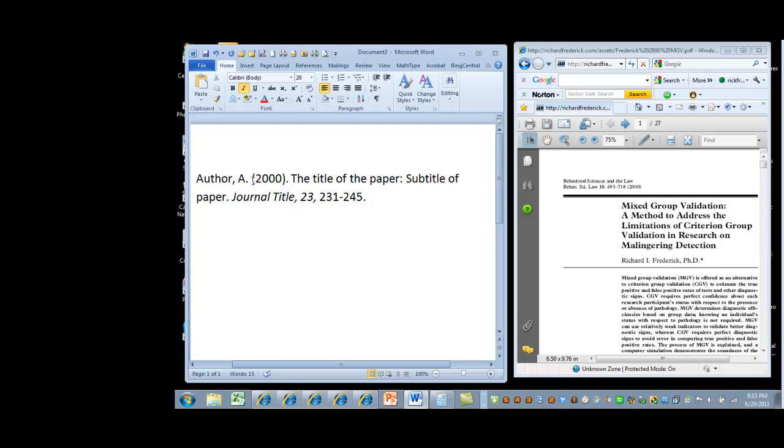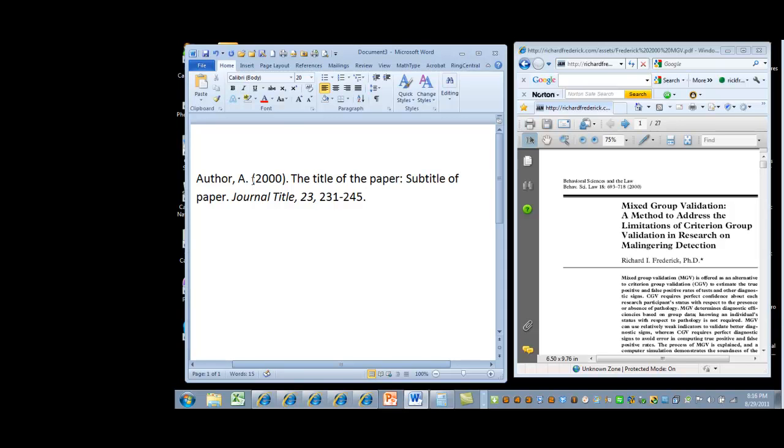We do not put an issue number in unless every issue of a journal begins on page 1. Otherwise, journals come out 6 or 8 times a year, maybe 4 times a year. The very first issue starts on page 1. The next issue starts on the page after the last page of the previous issue. So we don't do that.